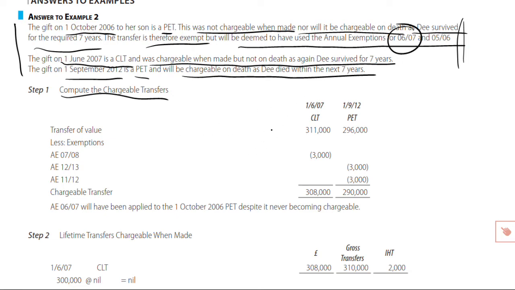Chargeable transfers, the transfer of value, just the given figures, 311,296. Are annual exemptions, firstly against the CLT. Purely 07-08. The 06-07 is deemed to have been applied there against the earlier PET. But now for 07-08 we have the CLT, 1 annual exemption. Again, as we wrote on our question page, for the PET, the 12-13 annual exemption and the 11-12 annual exemption, both available in full. So there we go. We've got a chargeable transfer, a CLT made in lifetime, 308, and the PET chargeable transfer, 290.